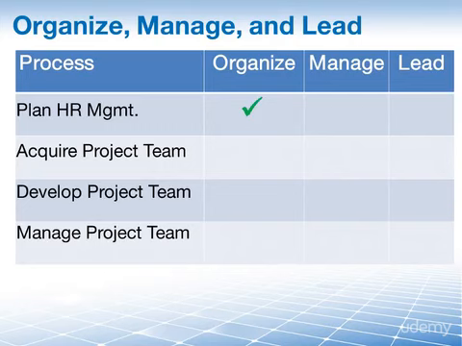Okay, so the first one is plan human resources management. This is where you organize your project team, or rather this is where you organize how you will be managing your project team. You see that acquire project team, our second process, is still part of organizing here. You can't manage or lead people who you do not yet have on your team. So you're still in the organizing stage of your project team.